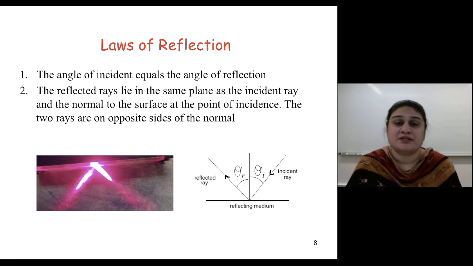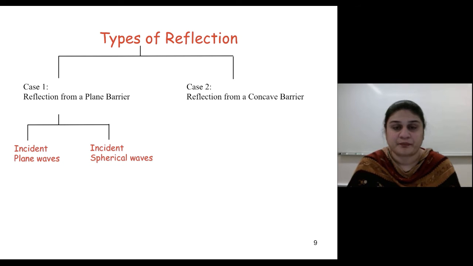There are two basic laws of reflection. One of them is, in an ideal case, on a smooth surface, the angle of incidence always equals the angle of reflection. Reflected rays lie in the same plane as the incident ray and the normal to the surface at the point of incidence. The two rays are on the opposite sides of a normal. Normal is a line drawn 90 degrees to the reflecting media.